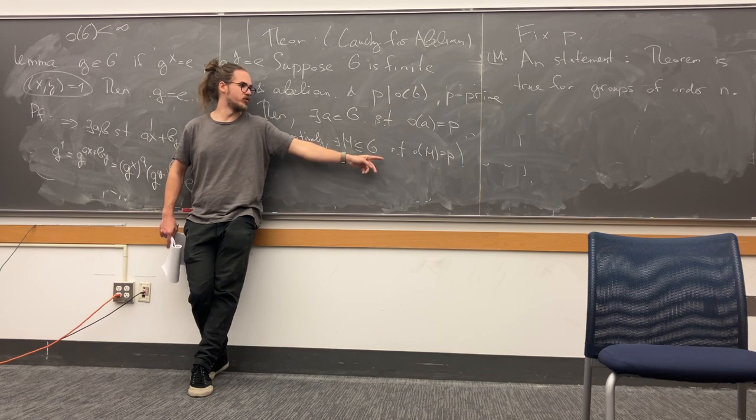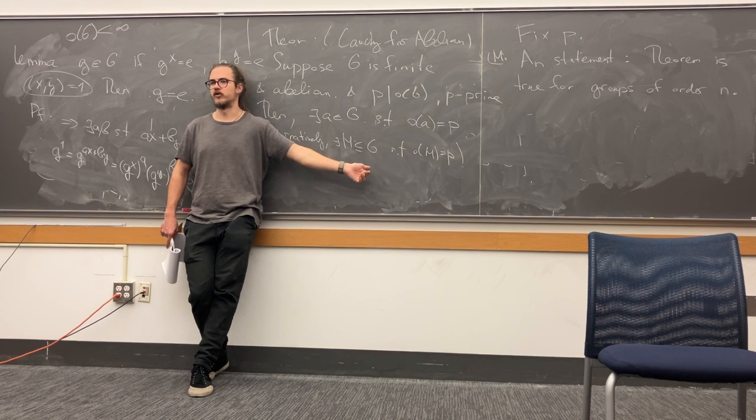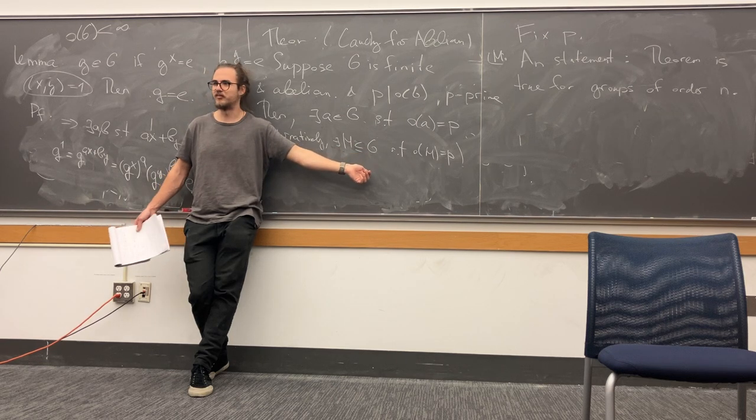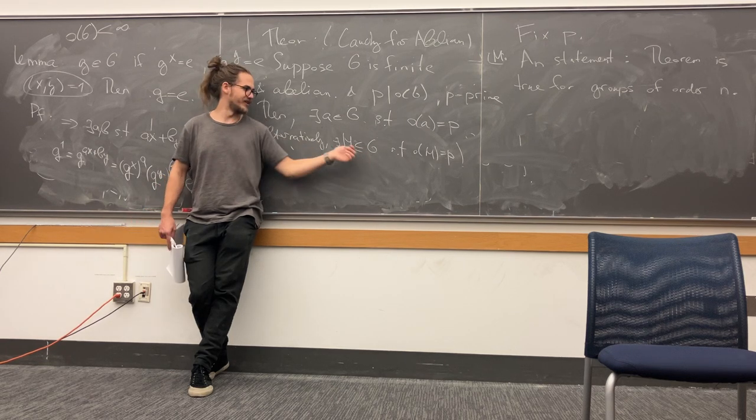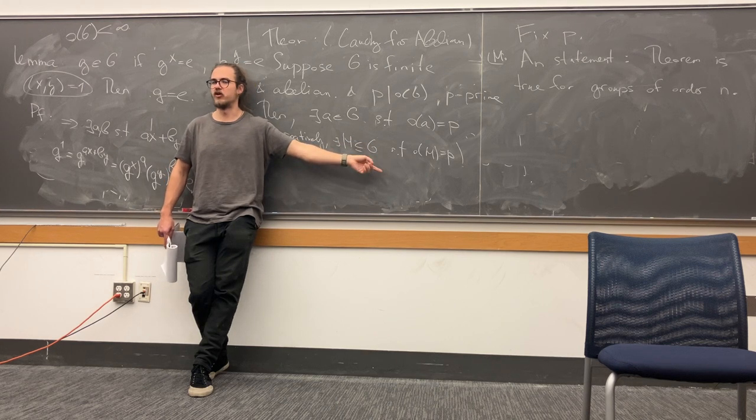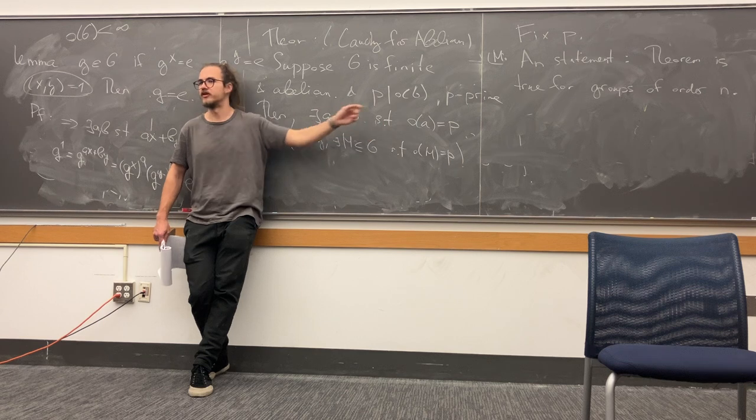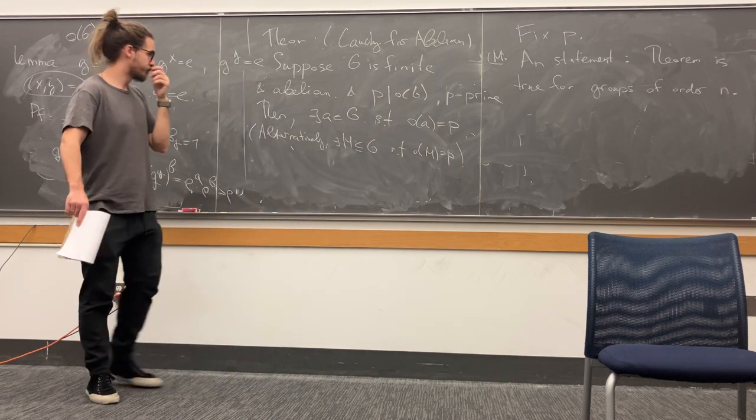The formal proof is that I just need to pick an element which is not the identity and look at its order. Its order is not going to be one because it's not the identity, and it should divide p by Lagrange's theorem. So it has to be of order p. So that's the proof.